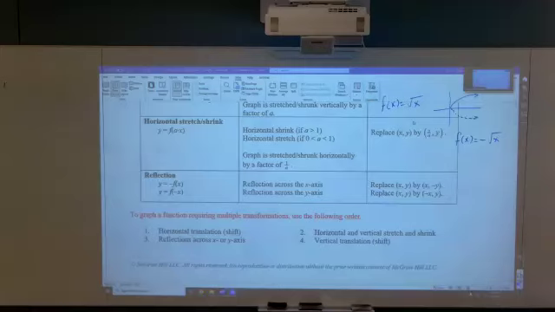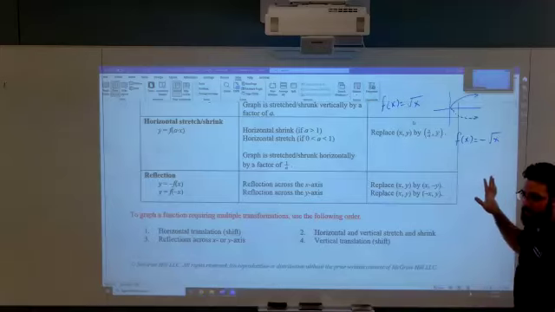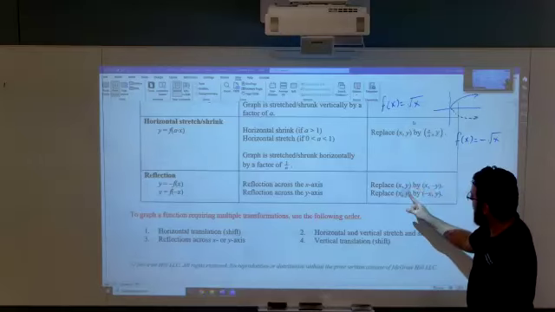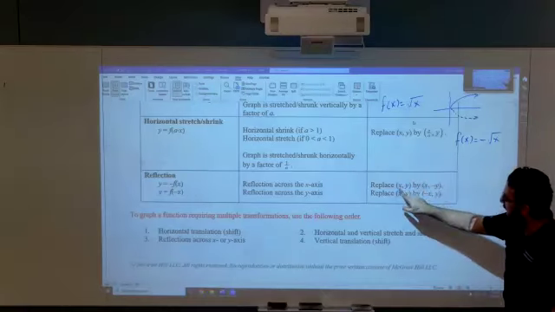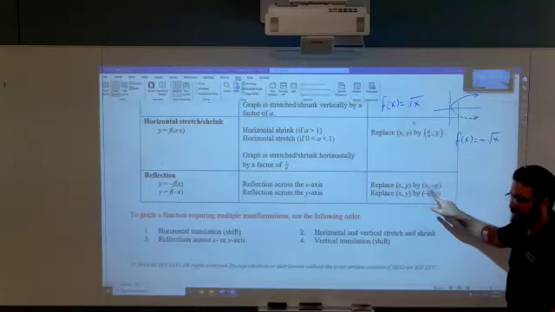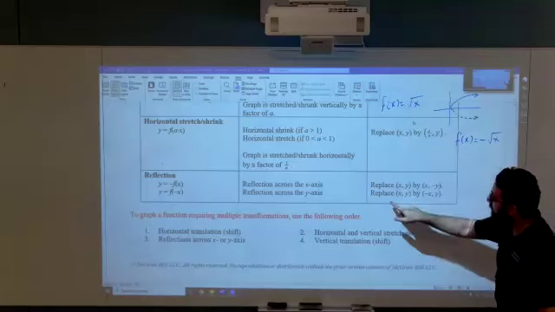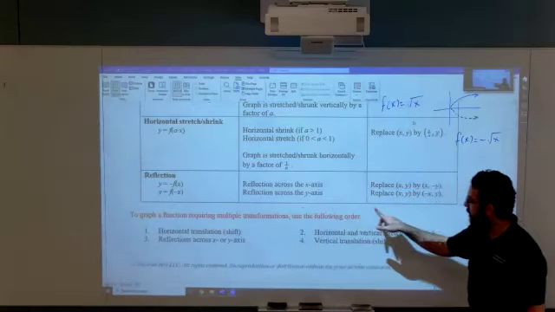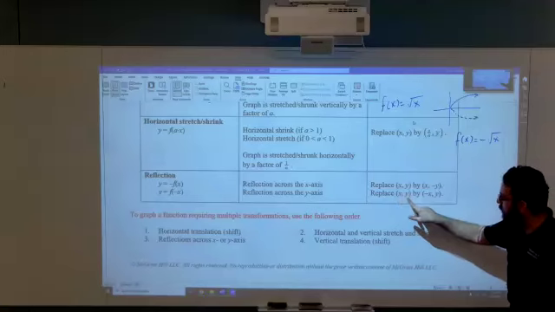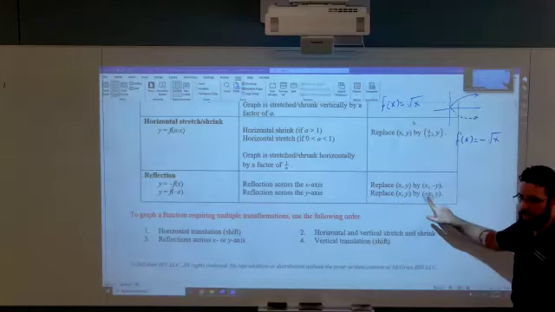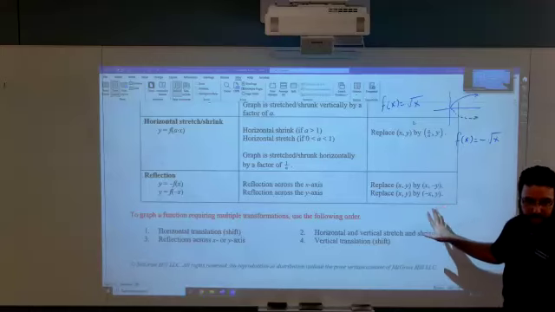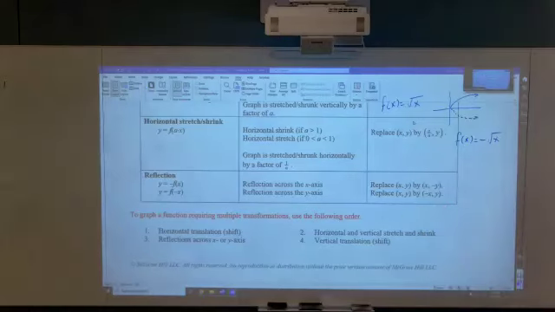Okay? Is that okay? How are you going to do that? x, y is replaced with what? x, negative y. Is that okay? We're going to do an example. If it's reflect over the y-axis, what are you going to do? x, y is going to change to what? Negative x, y. Is that okay? Let's do an example. Reflection example.